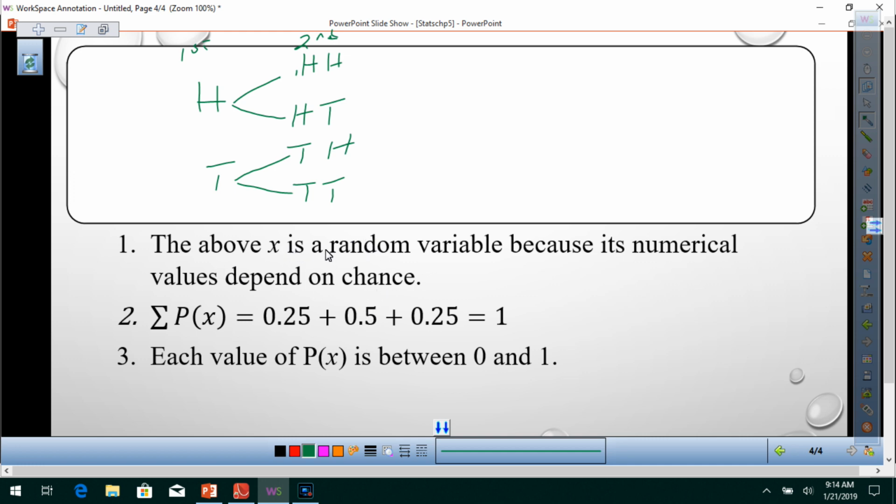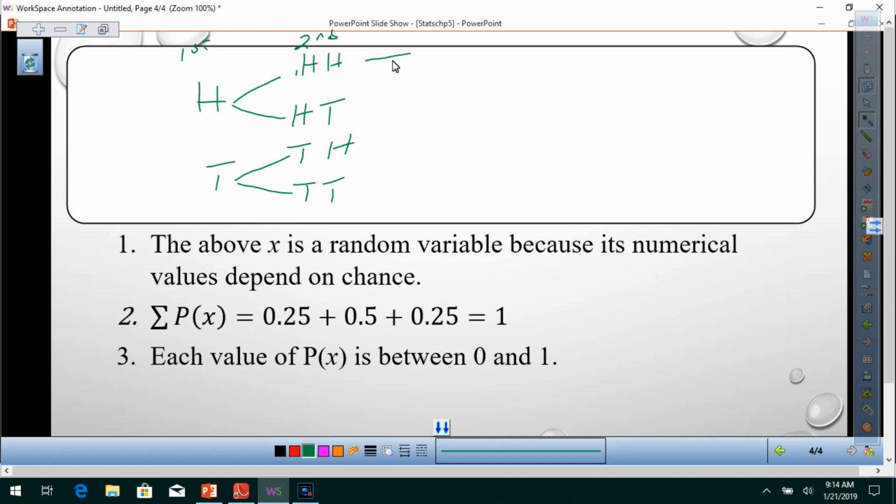The above x variable is a random variable because each numerical value depends on chance. So there's a 1 in 4 chance, or a 0.25 chance, that we get heads-heads. There's a 0.25 chance we get heads-tails, a 0.25 chance we get tails-heads, and a 0.25 chance that we get tails-tails. Okay. Now let's break it down.